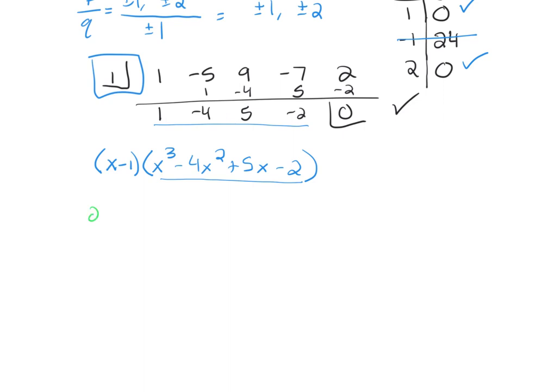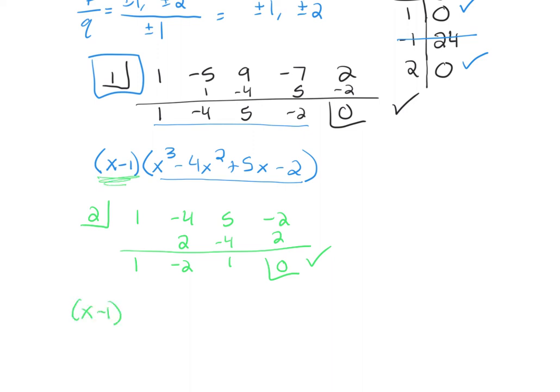So synthetic division, I've got 2, and I'm going to do these coefficients, 1, -4, 5, and -2. Okay, so 1, 2, -2, -4, 2, 0. So there's my remainder of 0. That's good. All right, so now I have this original x minus 1. If 2 is also a root, that's x minus 2. And then I have this left over, which is x squared minus 2x plus 1.